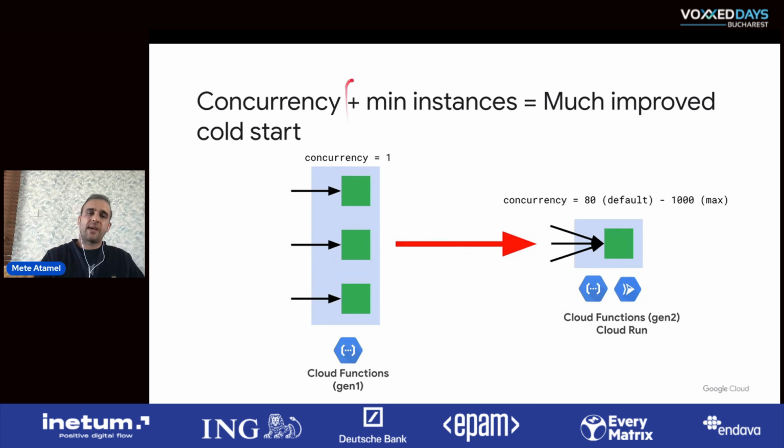And you also have this ability of minimal instances now. You can set a minimal instance number. So you can say, for example, 5, and that will make sure that you will have 5 containers running at all times, even if there's no requests. So with concurrency and minimum instances, you pretty much get rid of the cold start problem.